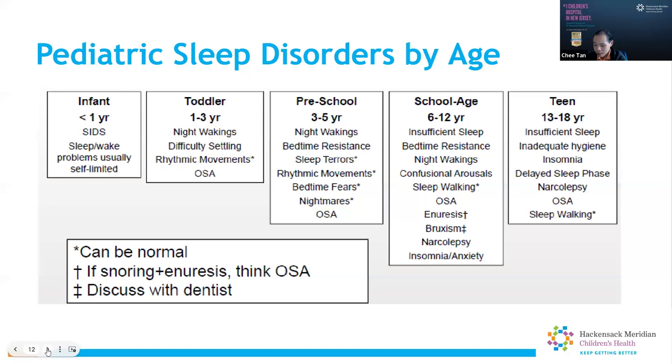and around school age years, they may have sleepwalking episodes, nocturnal enuresis, and as they get older in their teenage years, they start playing on their phone and not wanting to go to sleep, having insufficient sleep, having poor sleep hygiene, starting to have insomnia issues. Their circadian rhythm biologically gets delayed, and you may see delayed sleep phase. And that's also when you may start to see excessive daytime sleepiness that could be due to narcolepsy.